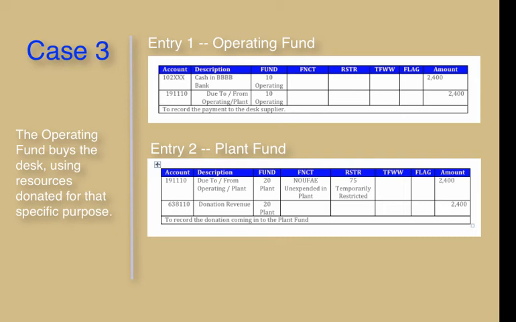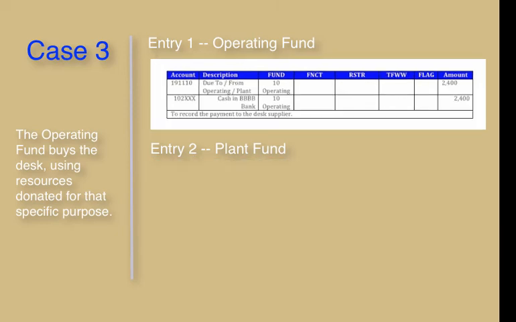So this is a receivable of the plant fund, and it corresponds with the payable of the operating fund. The money has come in, and it is recorded as a revenue of the plant fund in the unexpended portion, and it is temporarily restricted. Then, when the desk is actually purchased, we need to make the following entries.